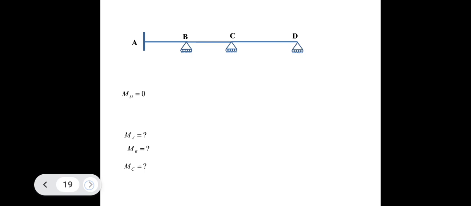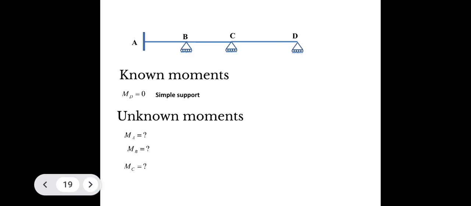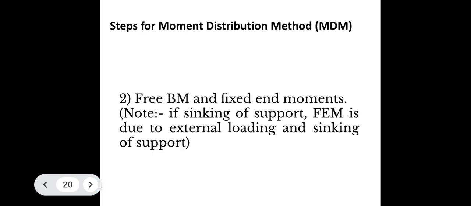In this case, support A is a fixed support where we need to find the moment. B and C are continuous supports, where the moment is not known to us, but the moment at D is known to us because support D is a simple support. So that must be known to us.